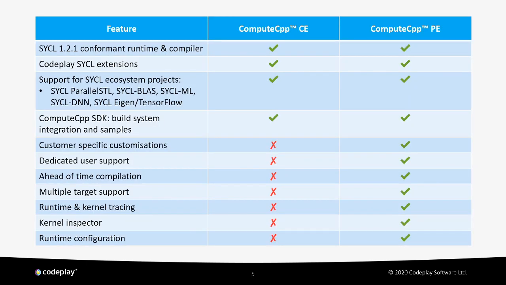So there are 2 versions of Compute CPP available. There's the Community Edition and the Professional Edition. Compute CPP is fully supported with the Community Edition, which is available for free for evaluation purposes, and this includes all extensions and integration with the entire ecosystem. But with the Professional Edition, as well as having a license to use Compute CPP for commercial purposes, you also get access to a number of additional features, such as ahead-of-time compilation, tracing, and runtime configuration to get the best performance out of the SYCL runtime.